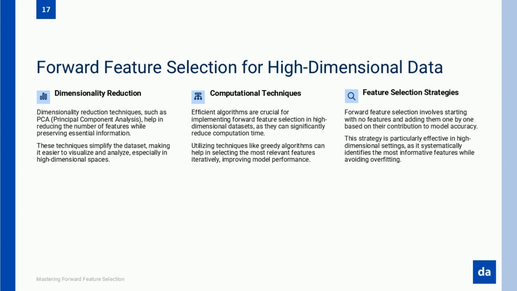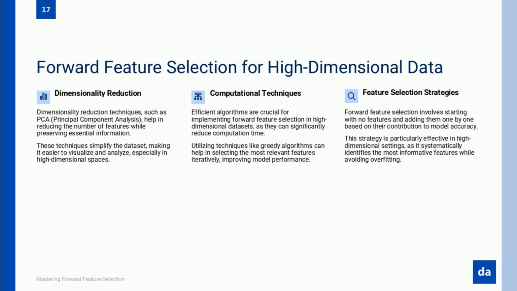The goal isn't just to make the model run faster, it's to prevent it from overfitting to noise. High-dimensional datasets are full of irrelevant patterns, and if we don't filter them out, our model will start learning things that don't actually matter. By using smarter selection techniques, we make sure our model is only learning from useful data, not just memorizing random fluctuations.